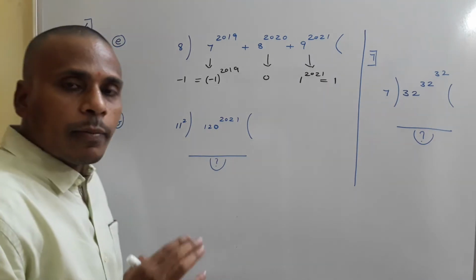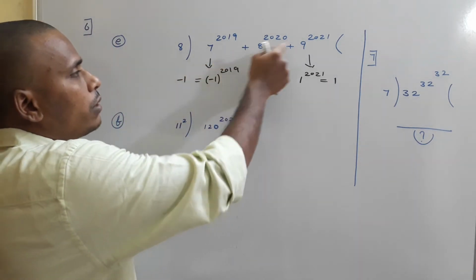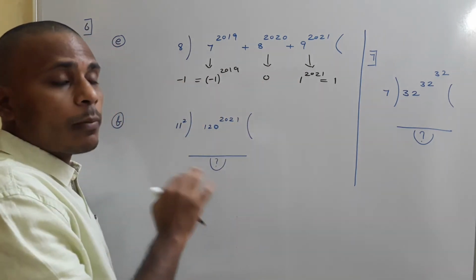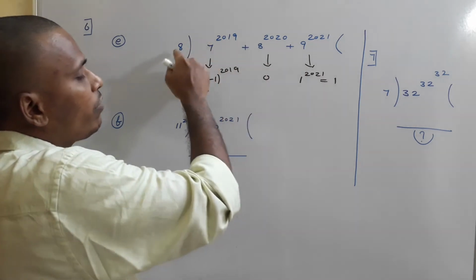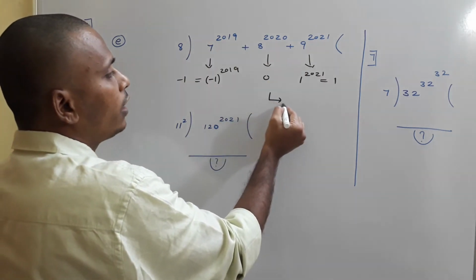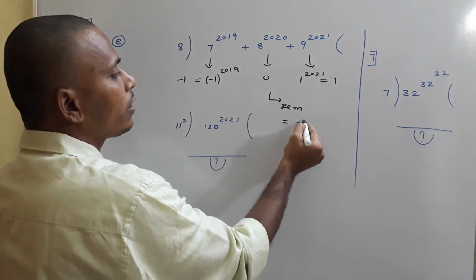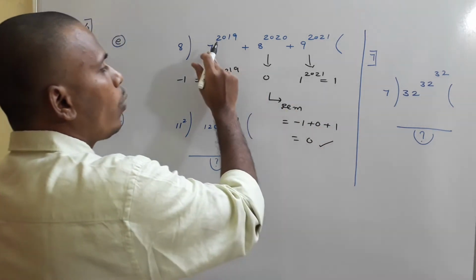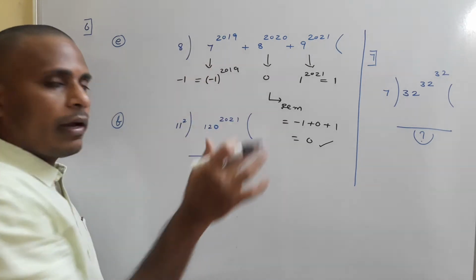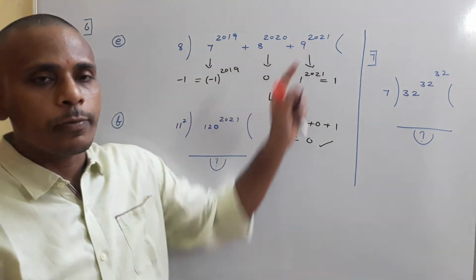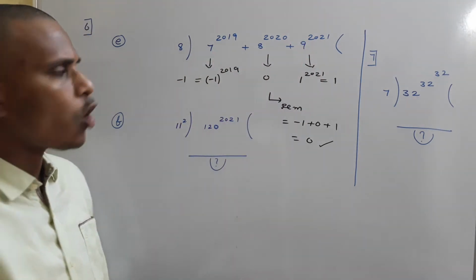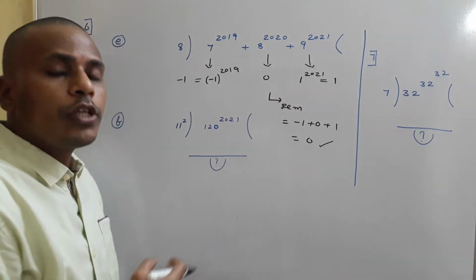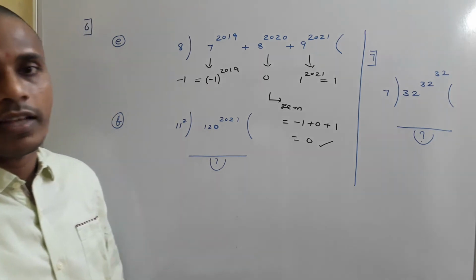At the end, the remainders obtained by dividing these three numbers consecutively are minus 1, 0 and 1. Since we need the remainder obtained by dividing this sum with 8, your final remainder is minus 1 plus 0 plus 1, and that is 0. So when you divide this summation with 8, the remainder is 0, so this is a multiple of 8. If you have any confusion related to this way of writing remainders, just revise last class once again.